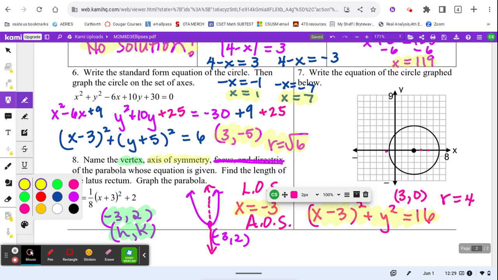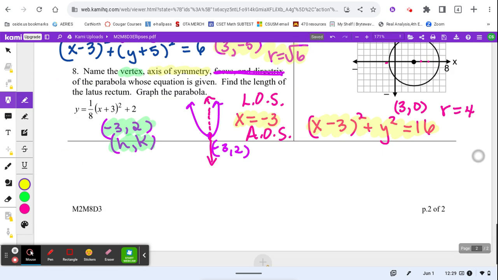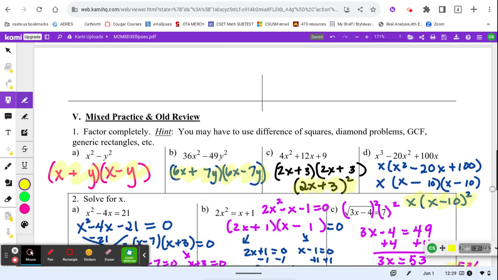Do you want to write y minus 0 squared? Does that make you feel better? Go for it. And that's the end of the worksheet. How'd you do on the back here?